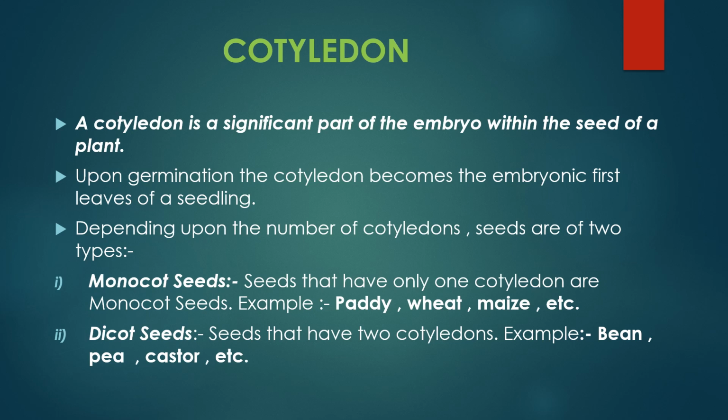So if there is one cotyledon, the seed is monocot. If there are two cotyledons, the seed is dicot. Examples of monocot: maize or wheat, and dicot: bean or pea. All this you have to remember and learn by heart.